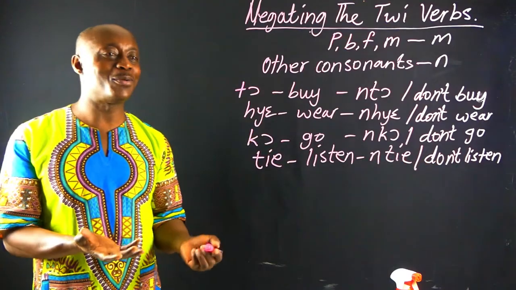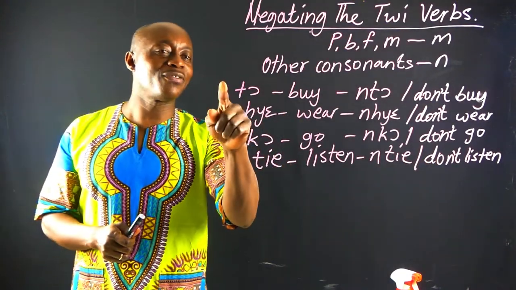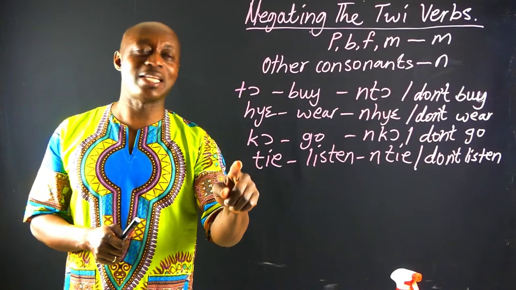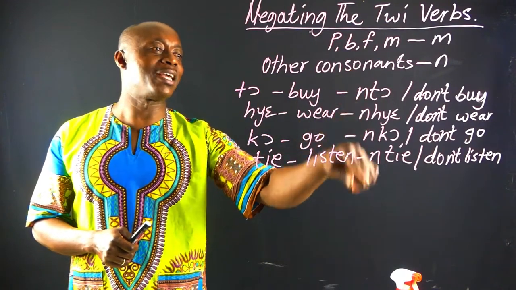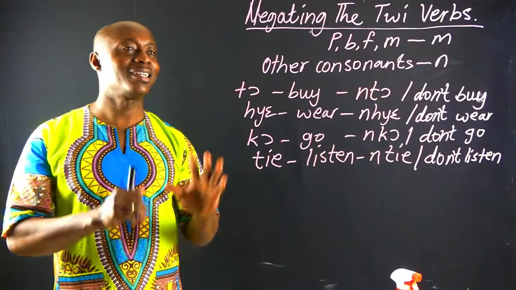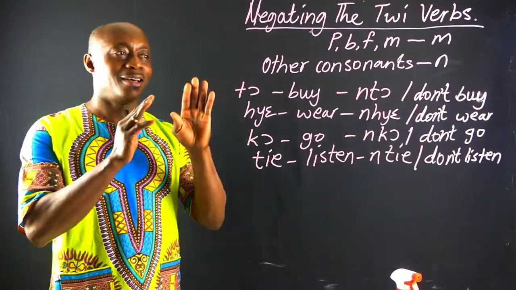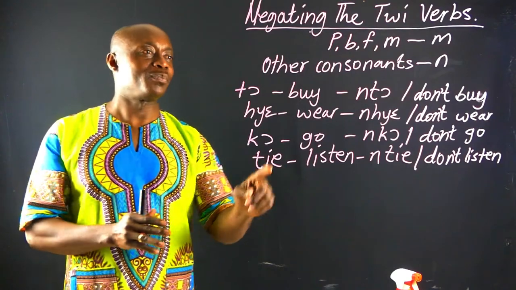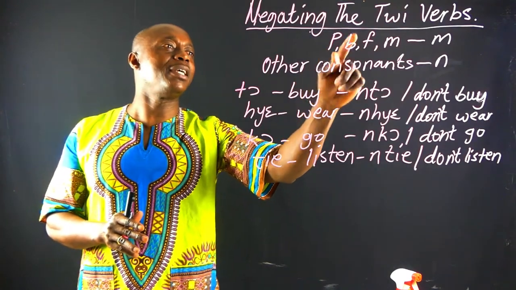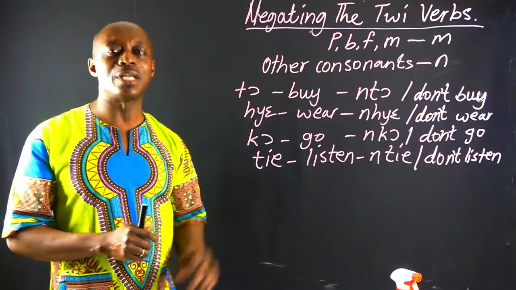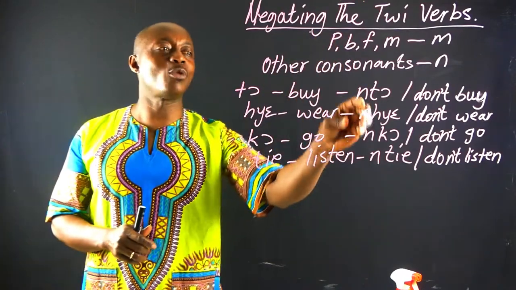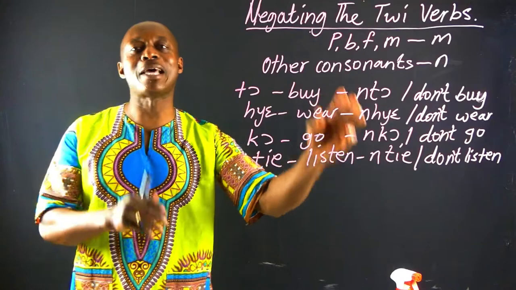So what did we do? We only prefixed each verb with N and they became what? Negative. That is all. So we are saying that other consonants, if you want to negate them, if they are not beginning with P, B, F, and then M, then just preface them with what? N, and they'll become negative.